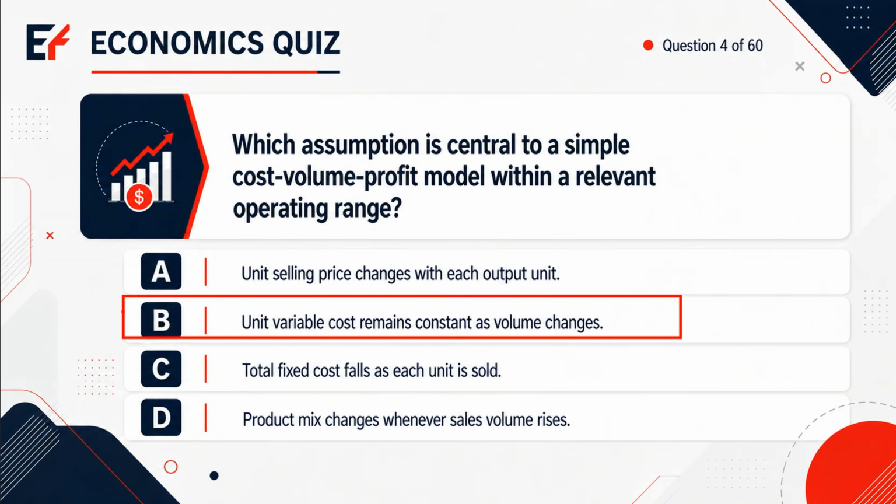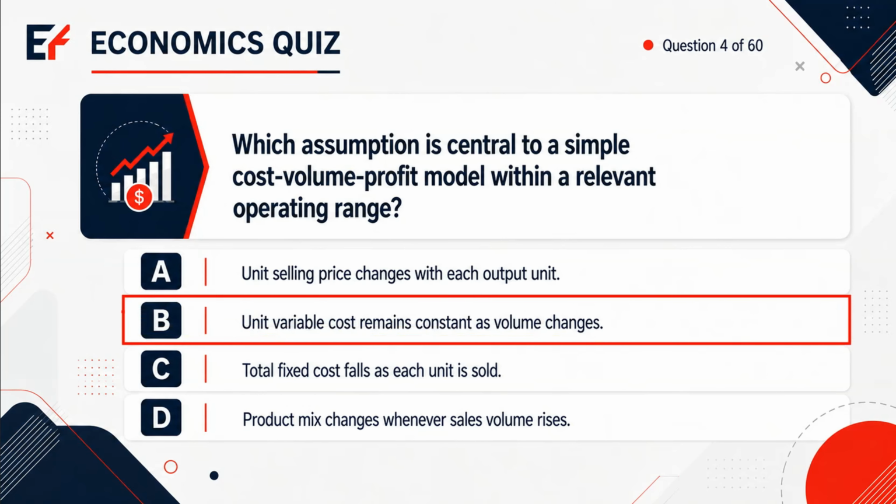Now let's clarify the assumption. Cost-volume-profit analysis assumes that the unit selling price and unit variable cost remain constant within the relevant operating range. Therefore, producing or selling additional units does not change the variable cost per unit.